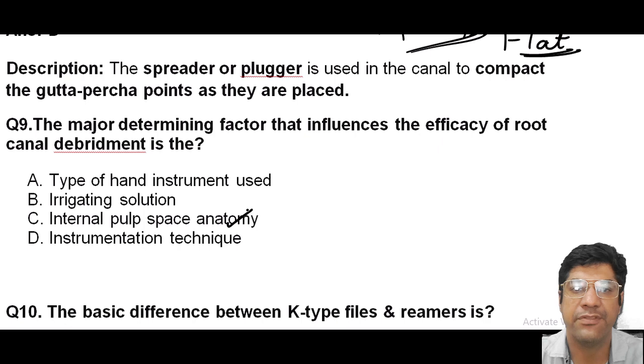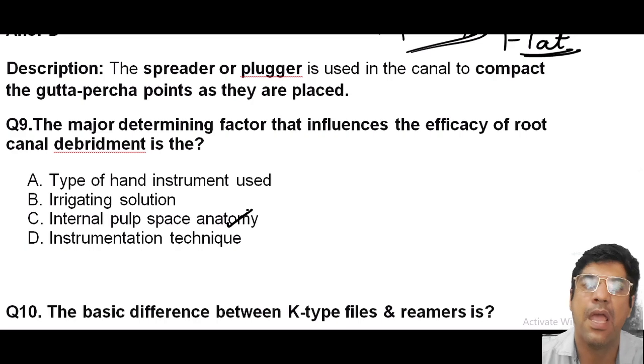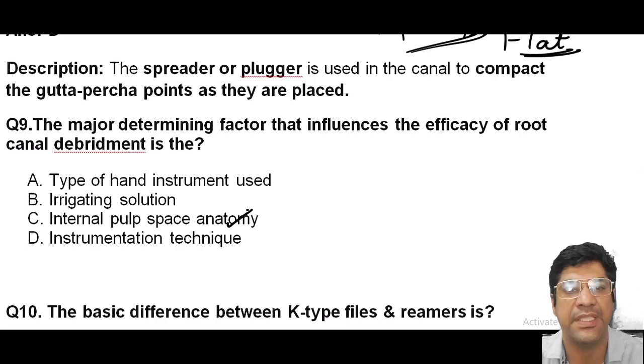So the choice of instrument, irrigation solution and technique are important in root canal debridement, but the internal pulp space anatomy plays the most important role in influencing the efficacy of the procedure.